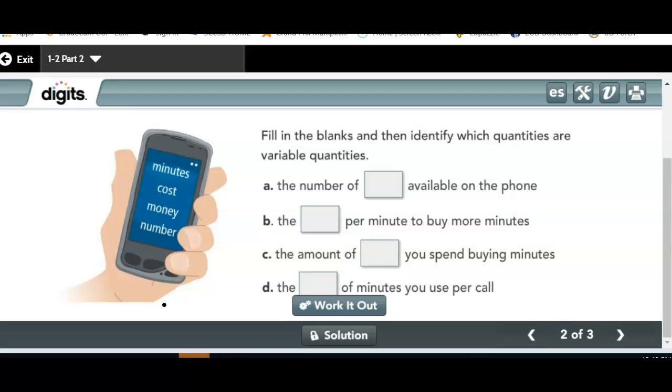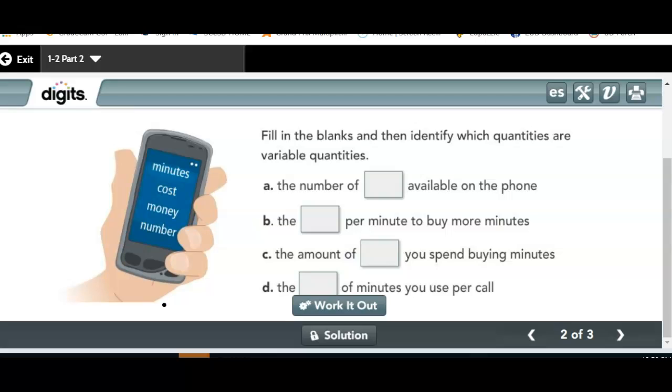help answer these. The number of minutes available on the phone. Is that going to always stay the same, or is it going to change? Josh? It's going to change, so that's a variable quantity. When I wake up in the morning and I have 20 minutes left on my cell phone. At lunch, there's 5 minutes. I had a 15-minute phone call with my neighbor, and we talked about the weather. It was great. Okay? My minutes change. So that is a variable.